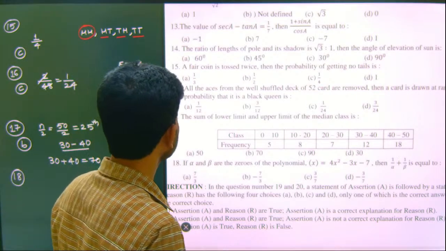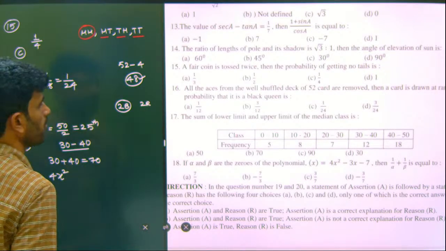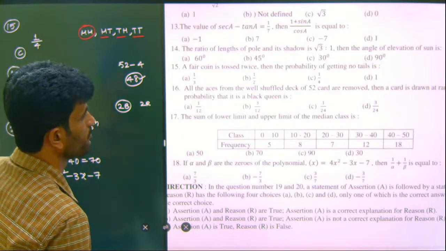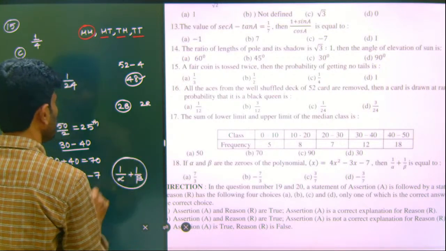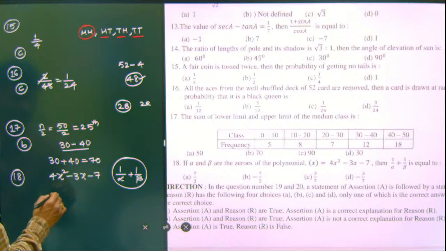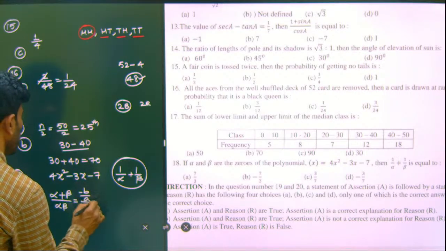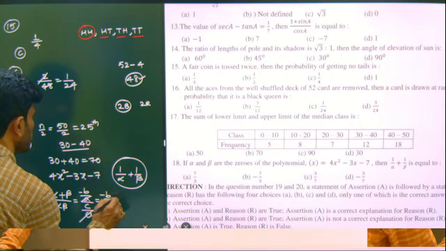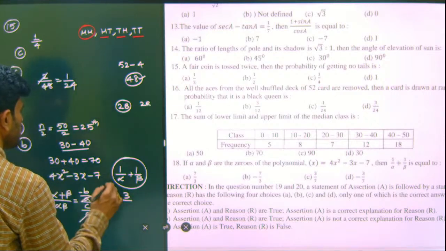Alpha and beta are the zeros of the polynomial 4x square minus 3x minus 7. We have to find out 1 by alpha plus 1 by beta. Do you remember how to find 1 by alpha plus 1 by beta? It is nothing but alpha plus beta by alpha beta after taking LCM. It is minus b by a divided by c by a. After that we cancel it, which is minus b by c. Minus of minus b is 3, and c is 7.